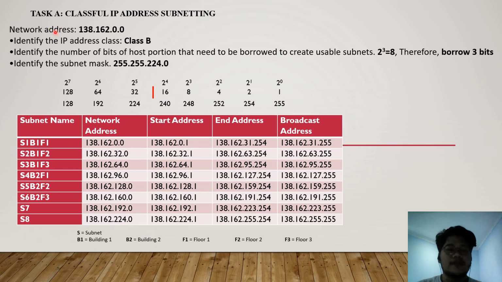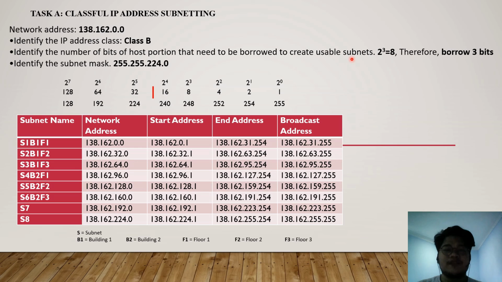Our network address is 138.162.0.0. Firstly, we identify the IP address class. Our IP address class is Class B. Next, we identify the number of bits of the host portion that we need to borrow to create usable subnets.